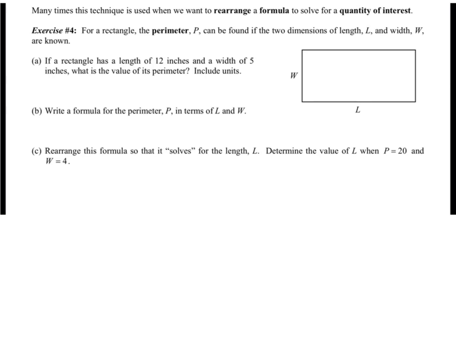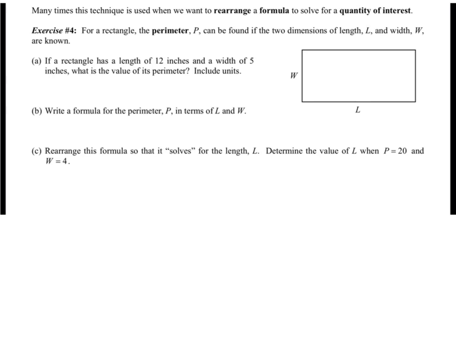Alright, so we're going to rearrange a formula to solve for a quantity of interest. So we're going to look at the perimeter. To find the perimeter, remember you add up all the sides. So if the rectangle has a length of 12 and width of 5, what's the value of its perimeter?